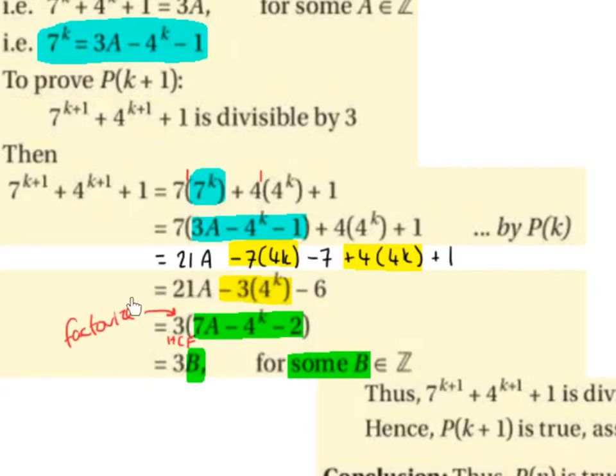Next we're going to factorize. We're going to take out the highest common factor, which is 3. 3 into 21a leaves us with 7a. 3 into minus 3 times 4 to the power k is minus 4 to the power k. And 3 into minus 6 is minus 2. Next we're going to substitute 7a minus 4 to the power k minus 2 for b. So b is some b, which is an element of the integer set. It doesn't matter what it is. So we end up with 3 times b.